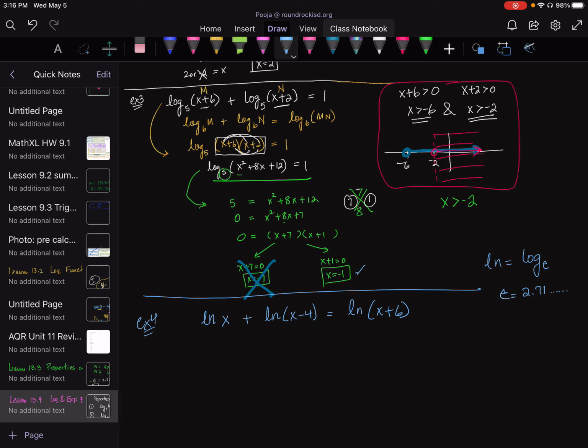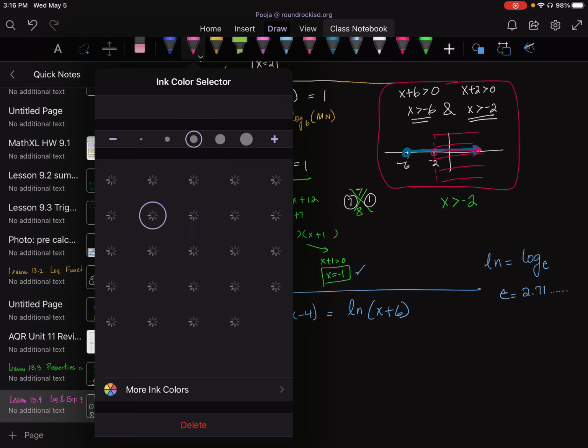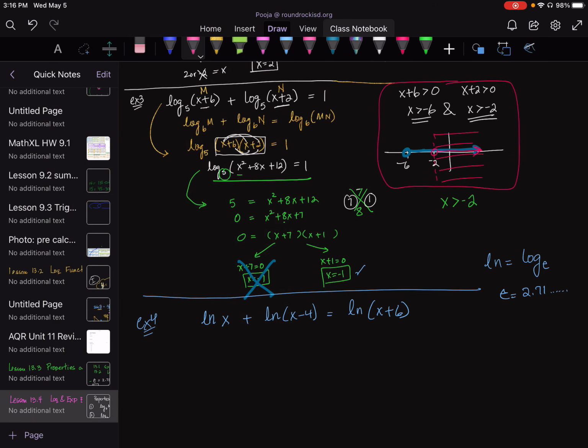I have to find x, obviously. And all I have is those 3 properties. And I see this plus sign. Both are natural logs. I should be able to compress it, just like in the previous question. The sum of logs can be written as the product of the individual logs. And this is your m, this is the n. I could rewrite it as natural log of m times n, which is what I did, equals natural log of x plus 6.